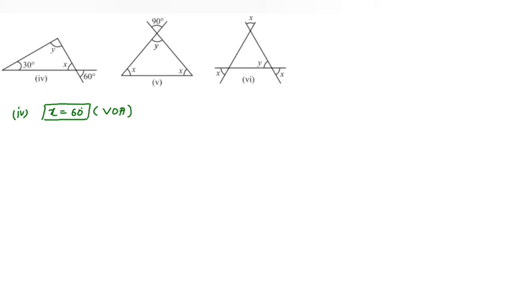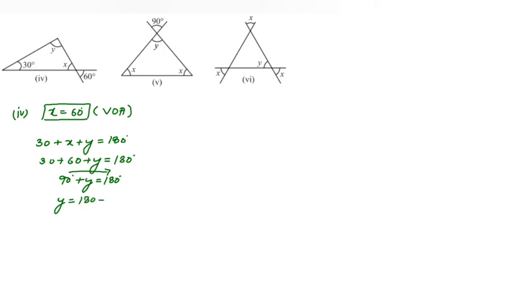So 30 plus x plus y is equal to 180 degrees. We know the x value is 60, so 30 plus 60 plus y is equal to 180 degrees. So 30 plus 60 is 90 degrees. So 90 plus y is equal to 180 degrees. Now we transpose 90 to the other side. So y is equal to 180 minus 90. So y is equal to 90 degrees. So you got the values of x and y.